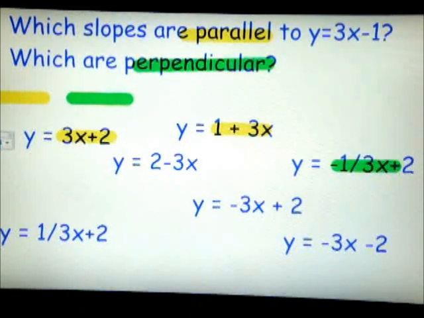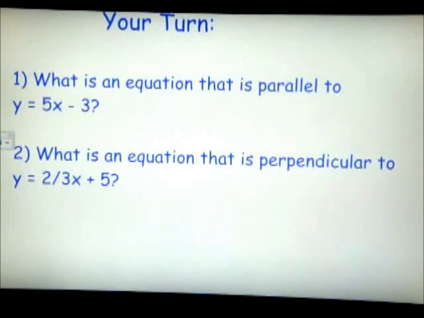To make sure that you understood the differences with the slopes, I have two questions that I'd like you to think about and bring with you to class tomorrow. The first question says, what is an equation that is parallel to y equals 5x minus 3? I'll warn you, there will be more than one correct answer for this, and we're going to share all of them. Number 2, what is the equation that is perpendicular to y equals 2/3 x plus 5? So come up with some solutions to this. We will talk about this at the beginning of class on Friday.